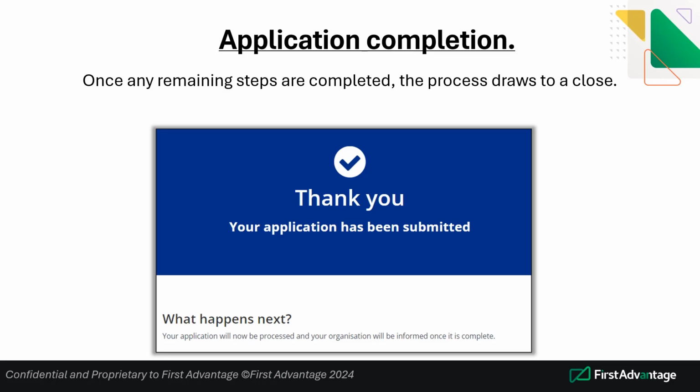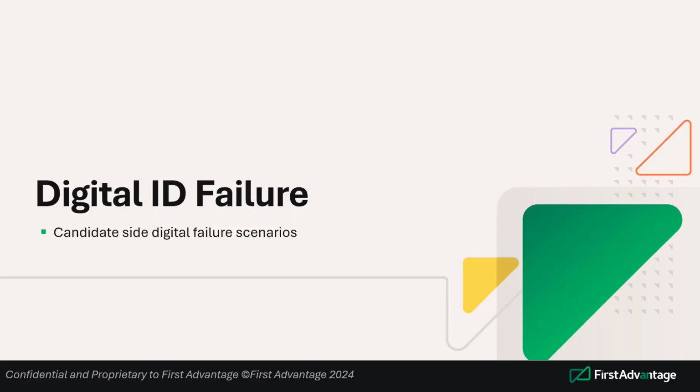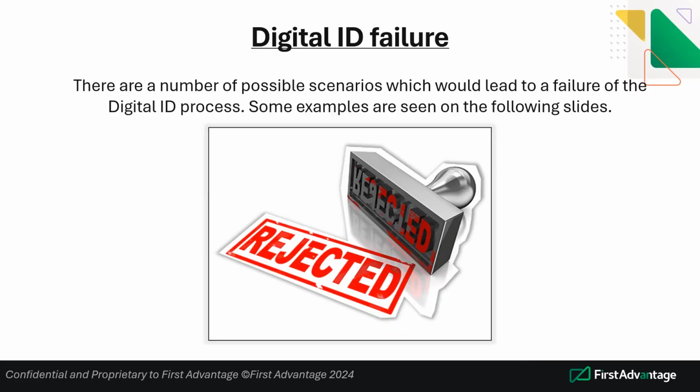In the event that the candidate was successful in uploading their digital identity elements, there will be no additional verification processes required. It is possible, however, that the digital elements of the application may fail for one reason or another. In the following slides, we will take a look at a few example scenarios which would lead to a digital identity failure from the applicant's side.